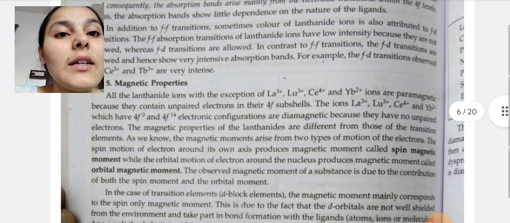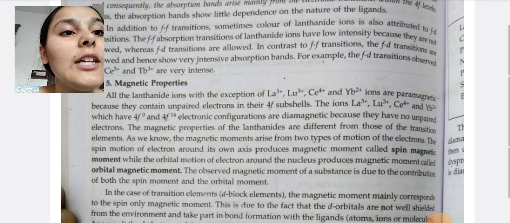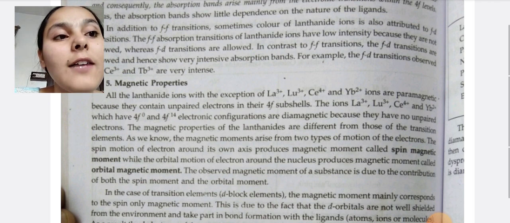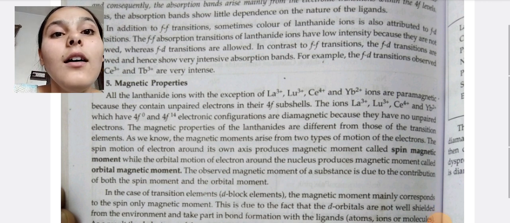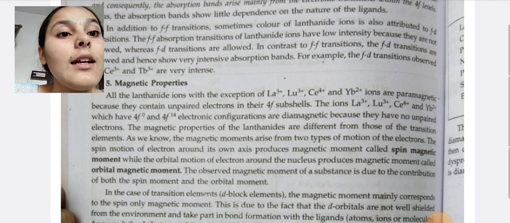Magnetic properties. All the lanthanide ions, with the exception of La3+, Lu3+, Ce4+ and Yb2+ ions, are paramagnetic because they contain unpaired electrons in their 4f subshell. The ions La3+, Lu3+, Ce4+ and Yb2+, which have 4f0 and 4f14 electronic configuration, are diamagnetic because they have no unpaired electrons.